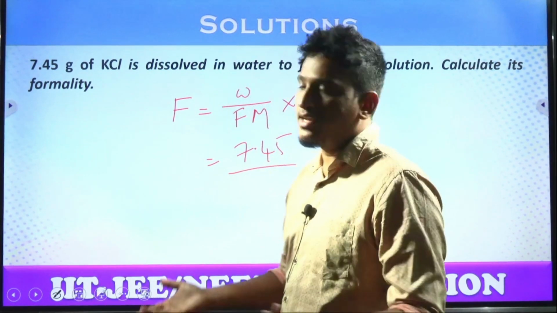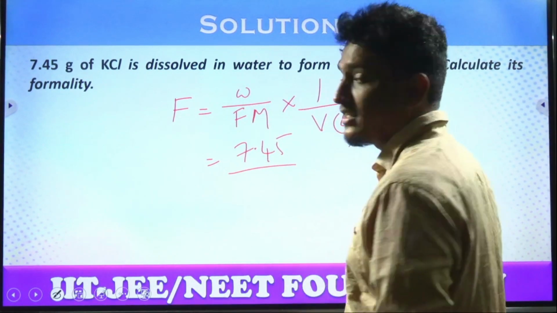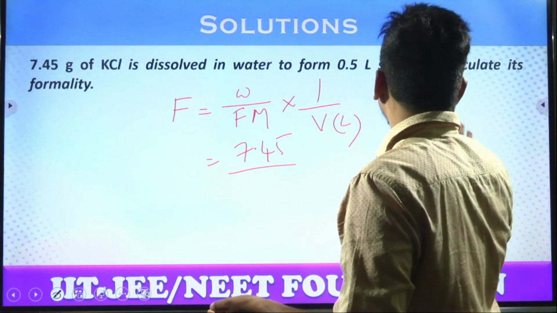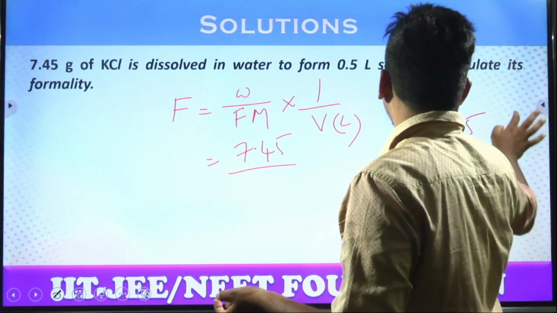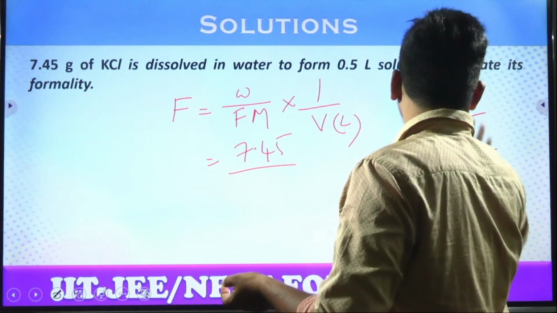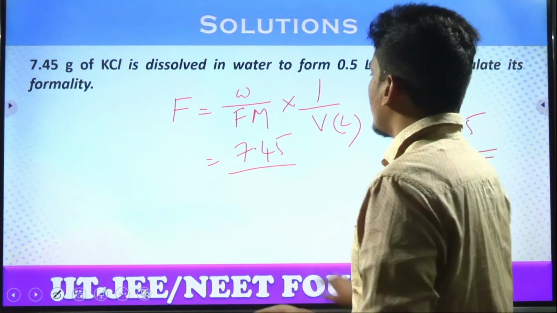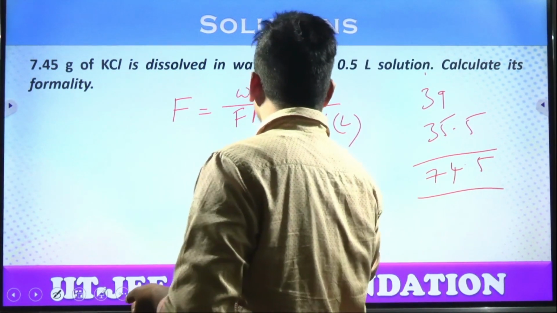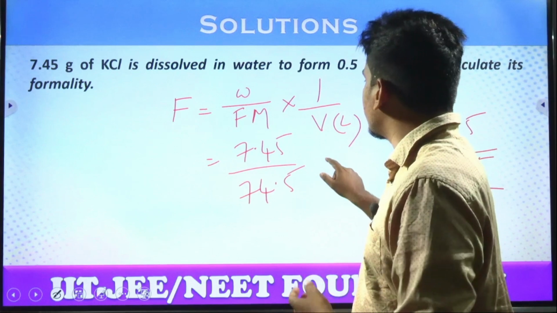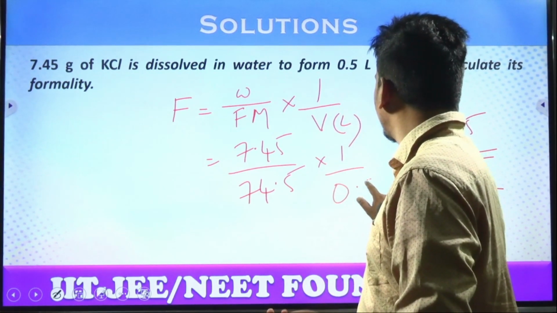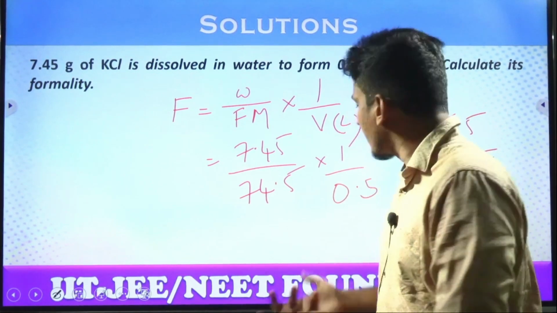That means molecular mass in terms of an ionic compound. KCl is an ionic compound. Potassium mass is 39, chlorine is 35.5. So the mass here is 74.5 grams, the formula mass of KCl, into 1 by volume. What is the volume? 0.5 liters. Do we need to take 1000 here? No need to convert, liter is already given.